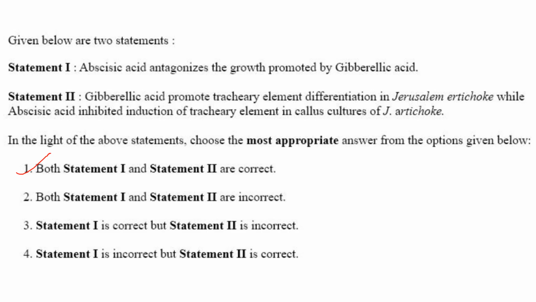Abscisic acid antagonizes the growth promoted by gibberellic acid. Yes. Gibberellic acid promotes tracheary element differentiation in Jerusalem artichoke, while abscisic acid inhibits induction of tracheary element in callus cultures of Jerusalem artichoke. That statement also is correct. So both statement 1 and 2 are correct. Answer is option 1.